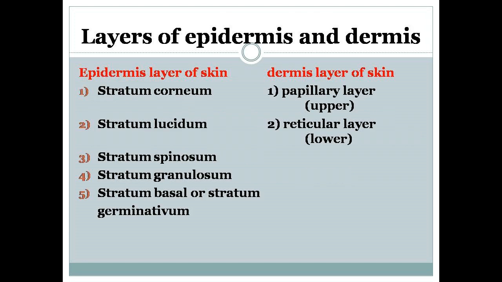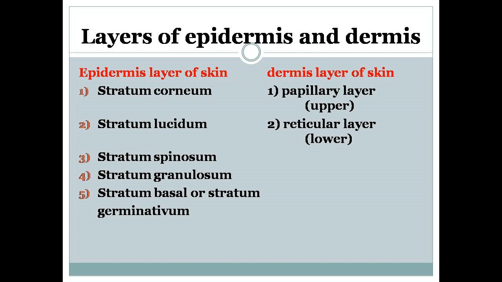Now here you can see the layers of the epidermis and dermis of the skin. So keep in mind dear students that the epidermis layer of the skin contains 5 layers. The first layer, which is the top one, is stratum corneum. Stratum here means layer, and corneum is the name of that layer which is on the top. And then stratum lucidum, stratum spinosum, stratum granulosum and stratum basale.